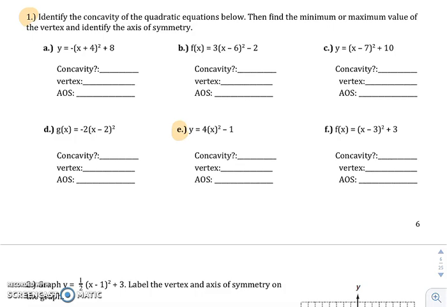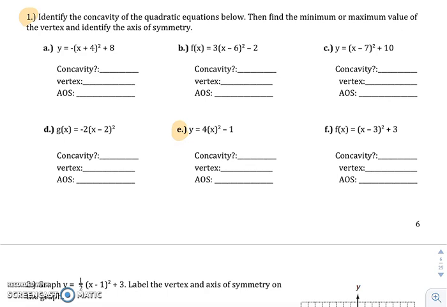Without actually doing a graph, we can still identify the concavity, the vertex, and the axis of symmetry of a quadratic equation. So that's what this example wants us to do: identify the concavity of your equation, find the minimum or maximum value at the vertex, and identify the axis of symmetry for that vertex.